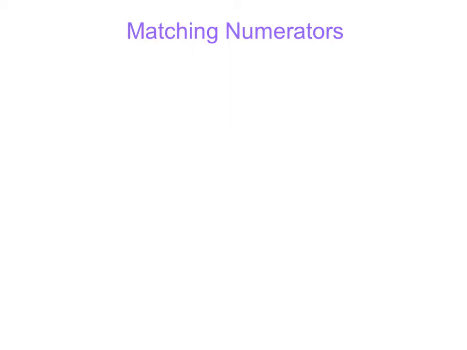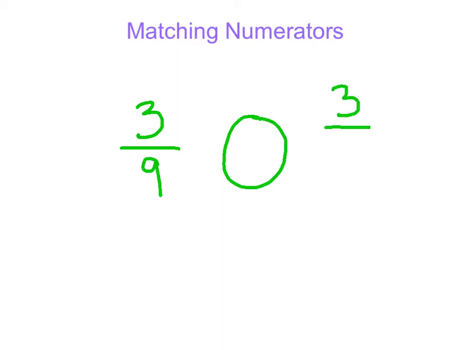Well, we'll see. Okay. So matching numerators. So the top number is the same. Right. So let's say we had 3/9 compared to 3/20. Okay, so you explain this one.